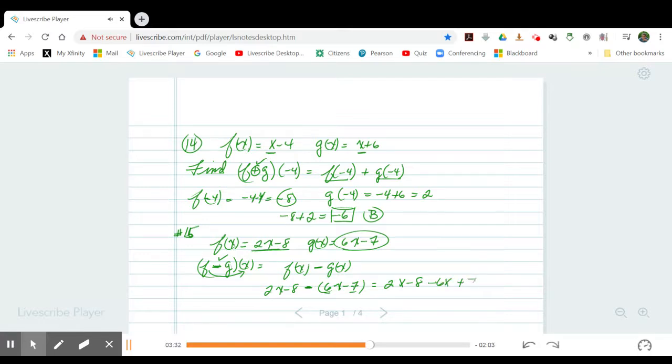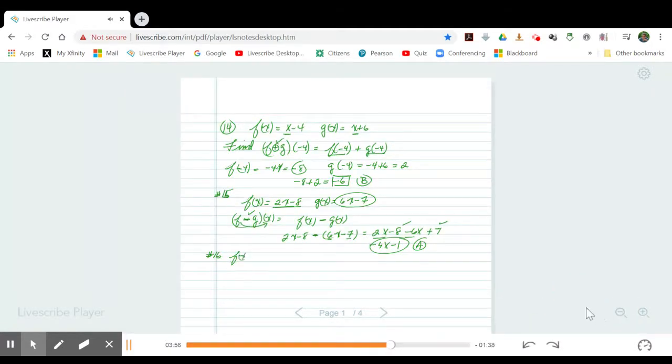Number 16. f of x is defined as 7x minus 4, and g of x is defined as 4x plus 1. And what is he asking us in 16? He wants us to find the product fg. Notice there's no dot here, but you could put one. f times g of x, which translates to f of x times g of x.